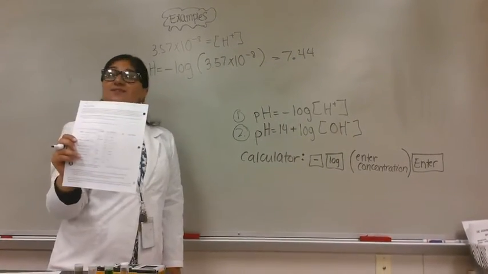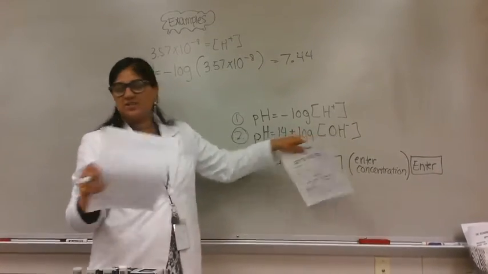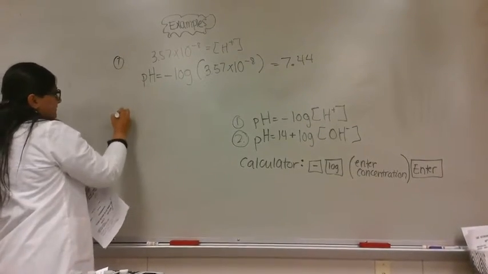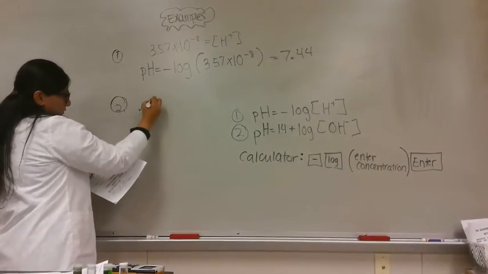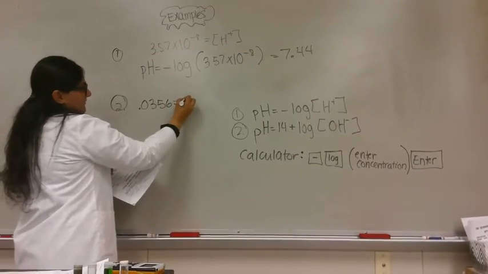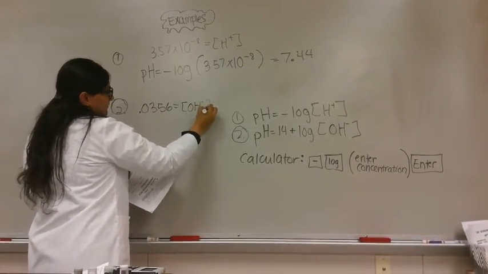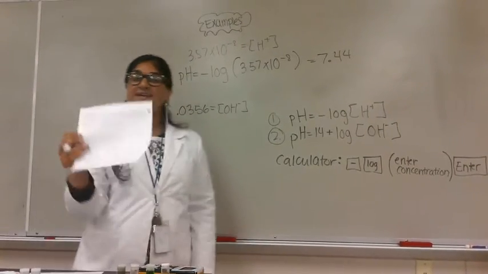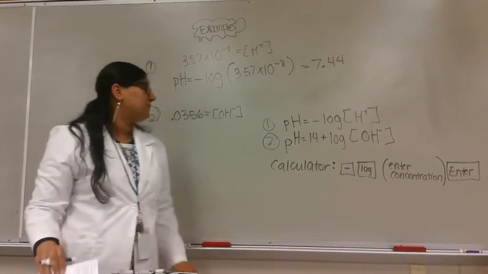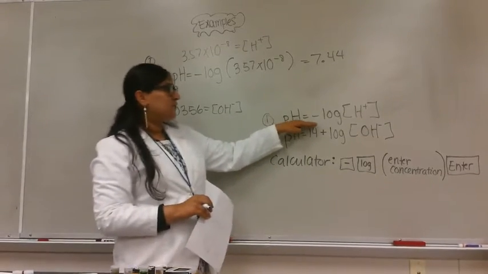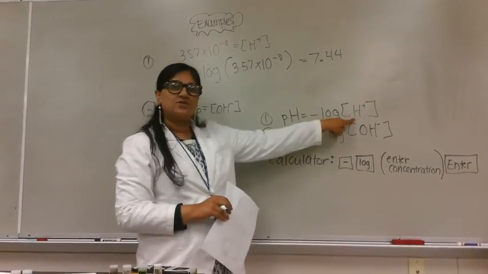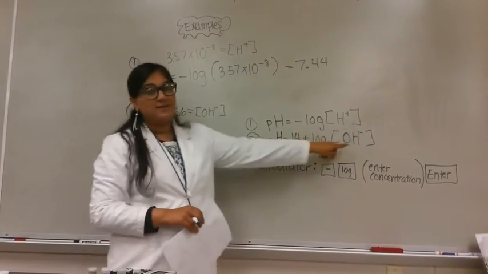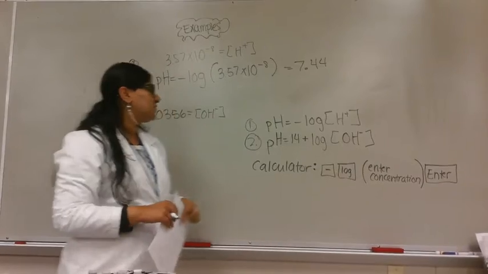Let's say they give me hydroxide ion concentration, which is the OH, and a sample problem might be something like 0.0356. Well, I have to figure out how to find pH. The table specifically says you need to find the pH of the value. Well, I can't use equation number 1 because I don't have hydrogen ion concentration, but I can use equation number 2, which has hydroxide ion concentration.